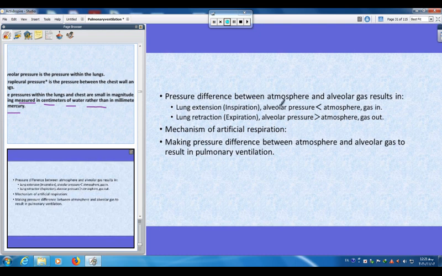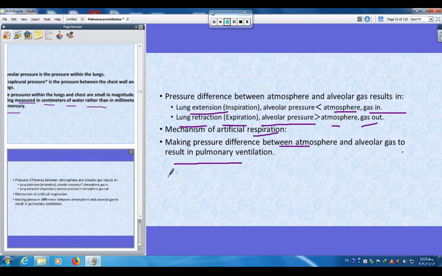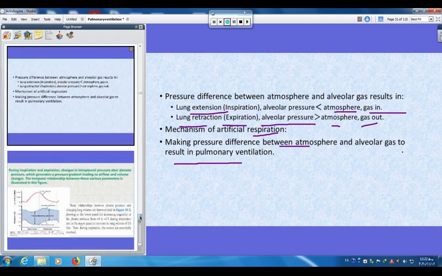The pressure difference between atmosphere and alveolar gas results in lung extension in inspiration: alveolar pressure is less than atmosphere, and gas goes in. Okay, the lung retracts in expiration: alveolar pressure is bigger than atmosphere, and gas goes out. Okay, gas in, gas out. Mechanism of artificial respiration: making a pressure difference between the atmosphere and alveolar gas to result in pulmonary ventilation in artificial inspiration.